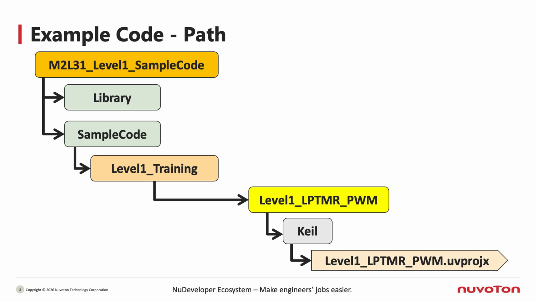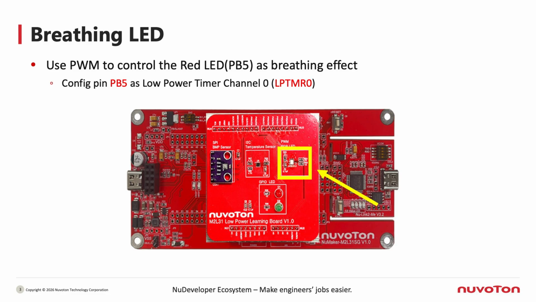Once you've downloaded it, just extract the files and open the project in the Keil development environment following the provided path. This example uses the NuMicro M2L31 series SG development board. The main goal is to show how to create a breathing LED effect while the MCU is in power down mode. The example also uses an add-on called the M2L31 series learning board, which has an RGB LED. The LED we will control corresponds to pin PB5. All the following code and settings revolve around this LED, so you can clearly see how PWM drives the LED behavior in low power mode.